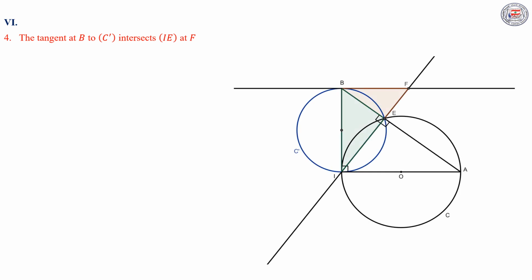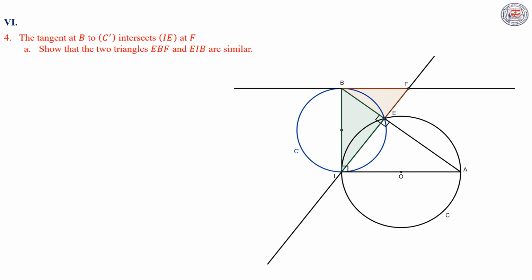In part 4, the tangent at B to C prime intersects IE at F. I remind you that the tangent at B is the line perpendicular to the radius passing through B, or the diameter passing through B, which is in this case the line perpendicular to IB. This tangent line intersects the line IE at the point F, as we can see in the figure. Part A, show that the two triangles EBF and EIB are similar.